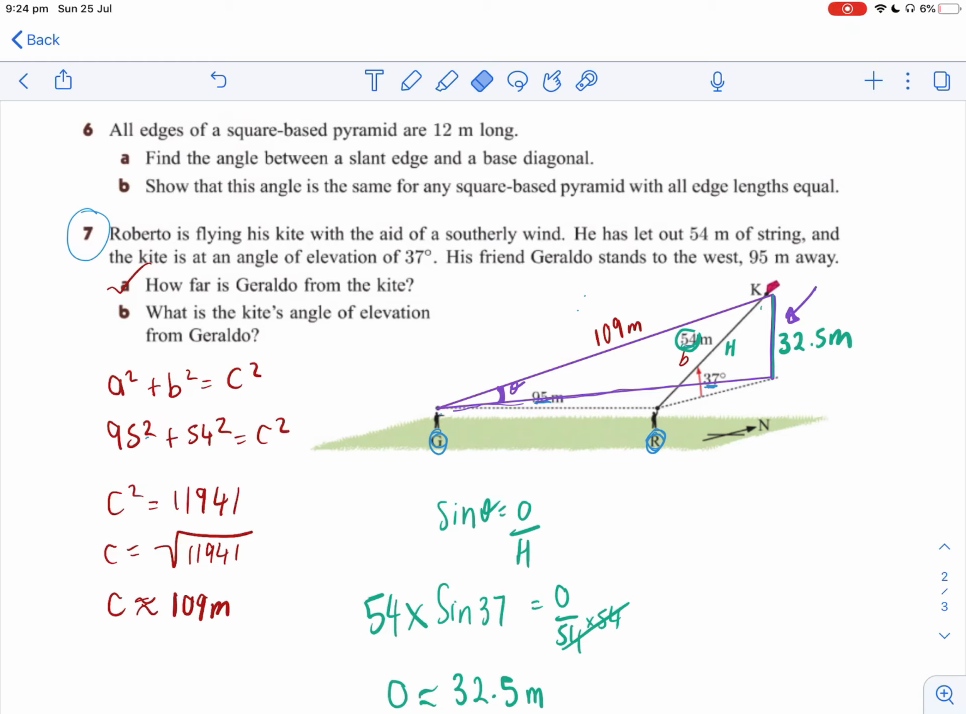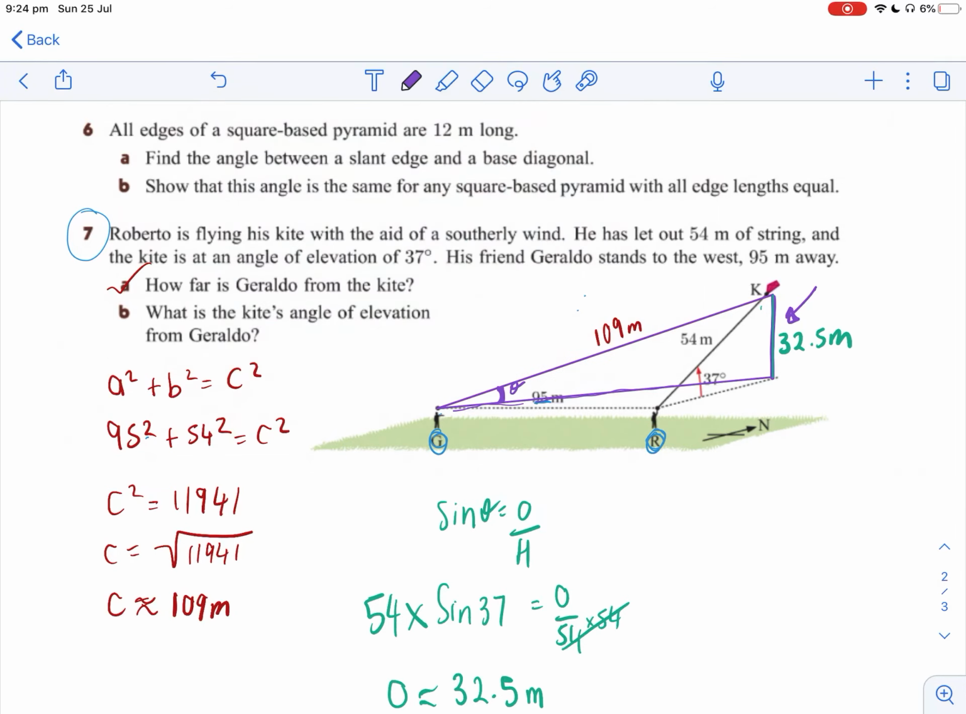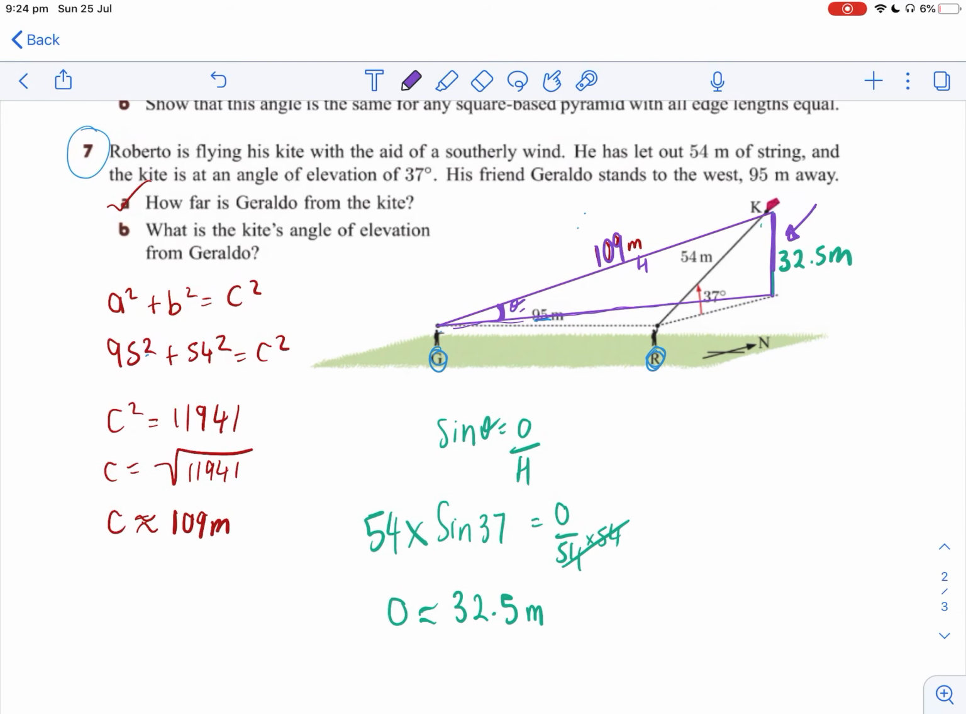So let's go into purple. We have the hypotenuse length of 109, that's the hypotenuse. We have the angle, that's what we're trying to find. And we have this length here, which is the opposite. So I'll be using sine again. So I've got sine theta is opposite over hypotenuse.